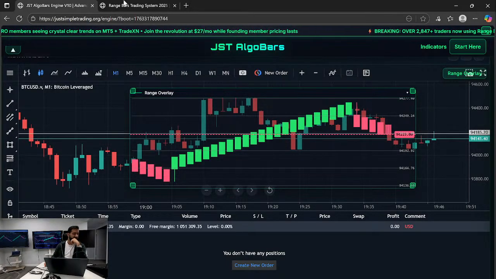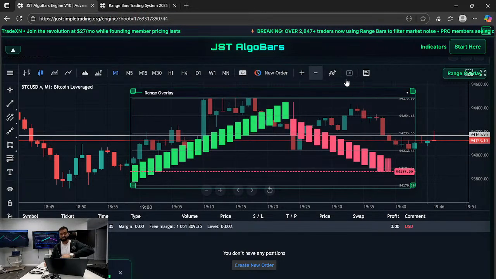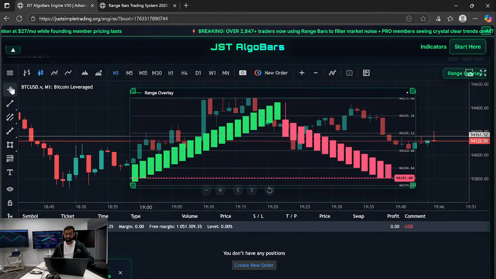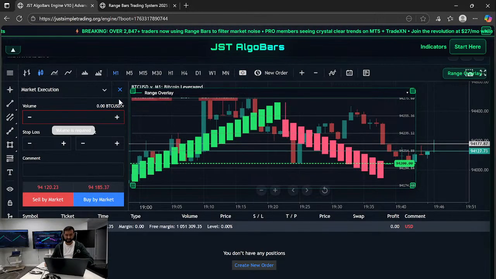Someone is asking, how hard is it to day trade with the range bars? No, actually with the range bars, it's crazy. I'm going to show you guys how it works.